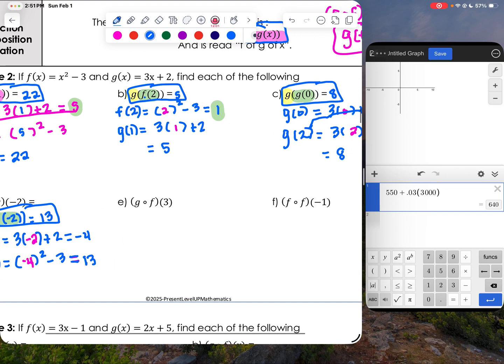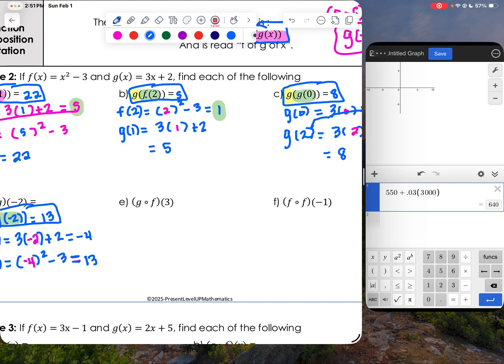Let's try another one of those. In problem E, we have g of f of 3. So I'm going to rewrite it in this notation. This is what we're trying to find. g of f of 3. So again, start with the inside and work from there. All right, I'm going to let you pause the video and try the rest of the problem on your own.